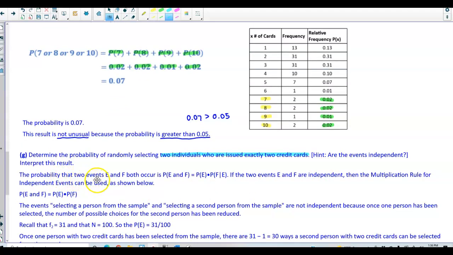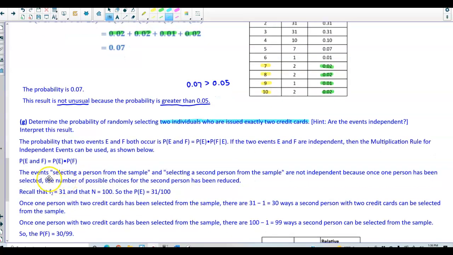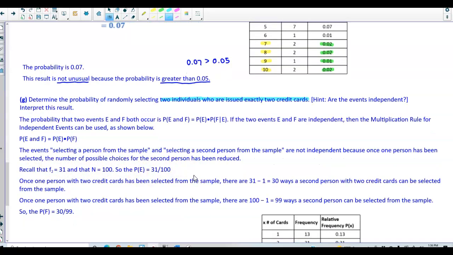So the probability that 2 events E and F both occur is the probability of E and F, which means you take the probability of event E times the probability of event F provided that E has already occurred. So if the 2 events E and F are independent, then the multiplication rule for independent events can be used as shown here below. Now the events of selecting a person from the sample and then selecting a second person from the sample are not independent, because once one person has been selected, the number of possible choices for the second person has been reduced.